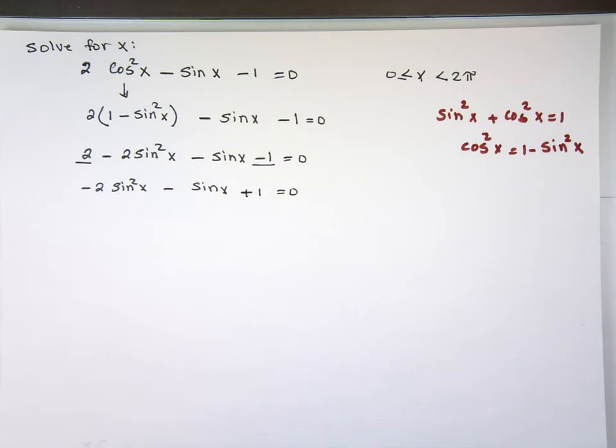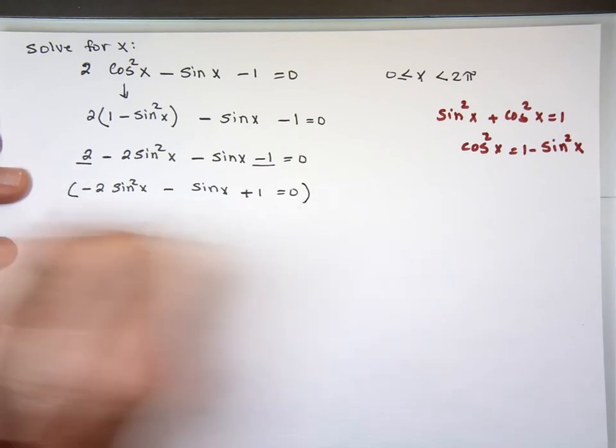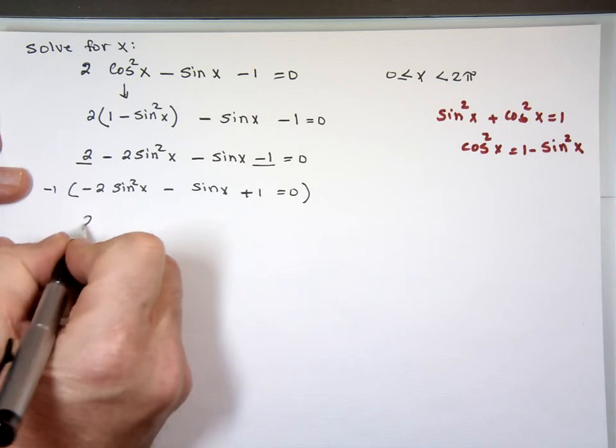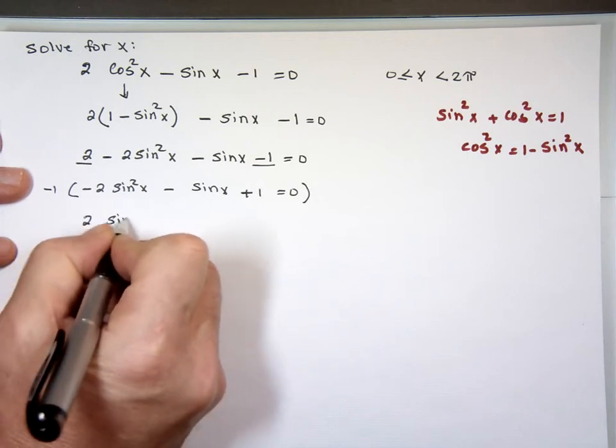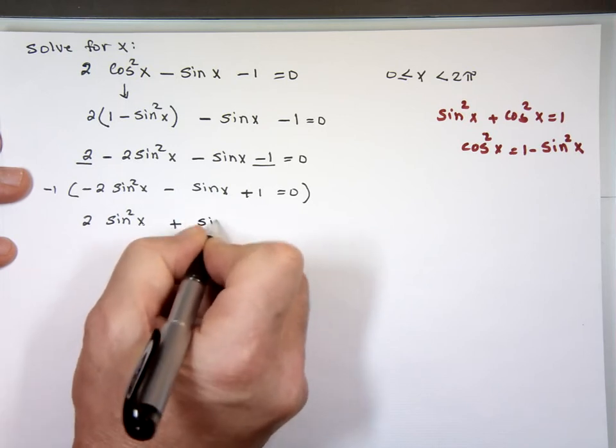And I'll be honest with you, I'm not a fan of starting a problem with a negative. I never like that. There's nothing wrong with it, I just don't like it. So I'm going to multiply everything by negative 1 to switch the signs. I just don't like to start with negative. So that means switch all the signs.